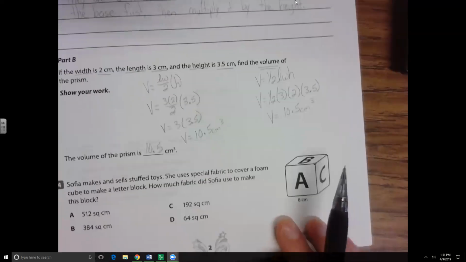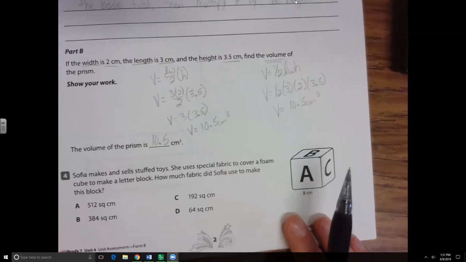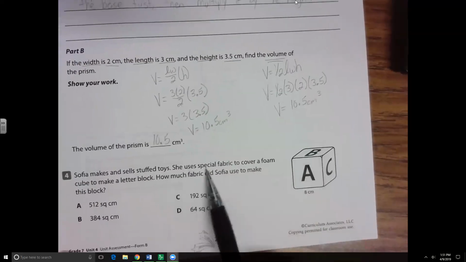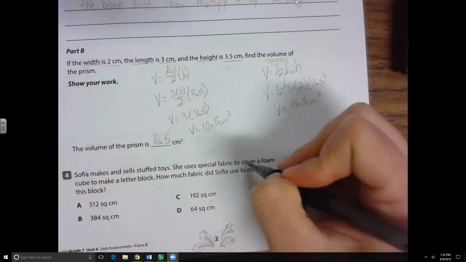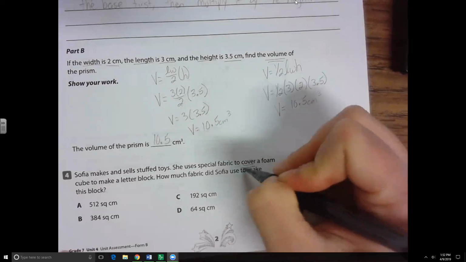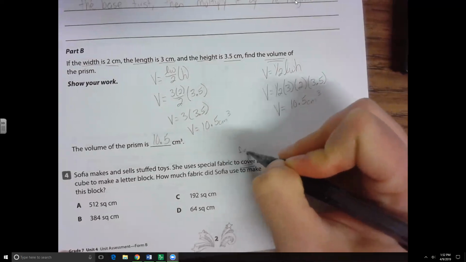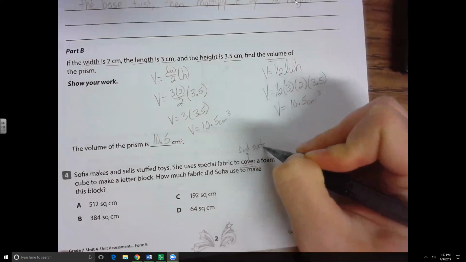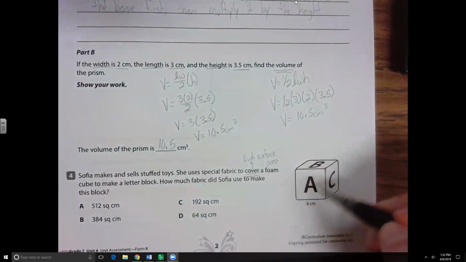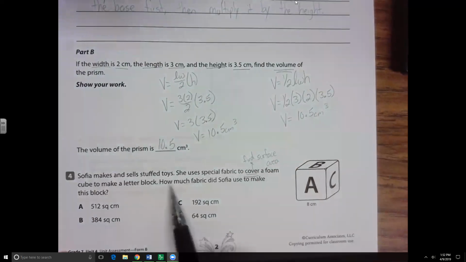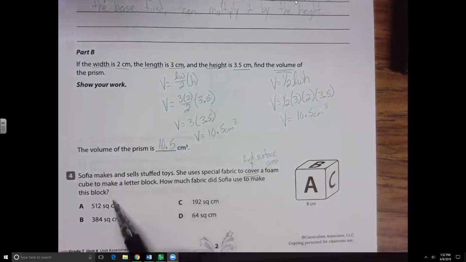If you look at number 4, Sophia makes and sells stuffed toys. She uses a special fabric to cover a foam cube to make a letter block. Well, she's covering it. That means I need to find surface area. I want to know about the whole outside of this cube here. We want to figure out how much fabric Sophia used to make this block.